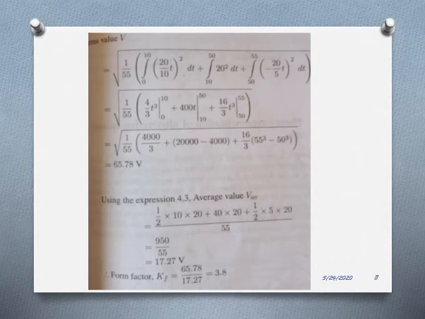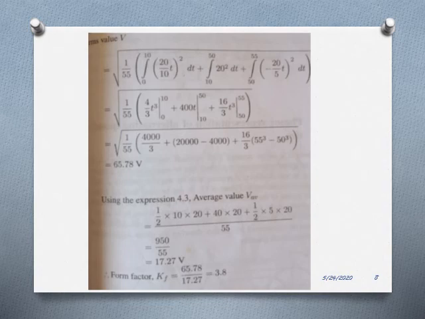Next is how to calculate the average value. Since it is a non-sinusoidal waveform, you may use the simplest equation, that is area under the curve divided by the time period. Here the curve is split into 3, so you need to sum the area of the 3 curves. First is a sawtooth, second is a rectangular, and the third one is again a sawtooth.